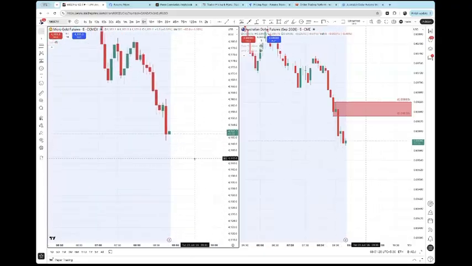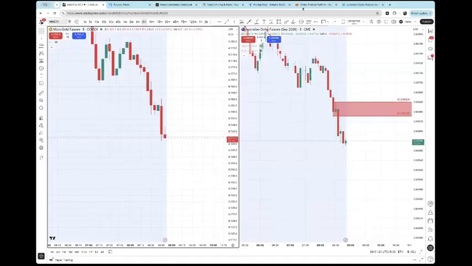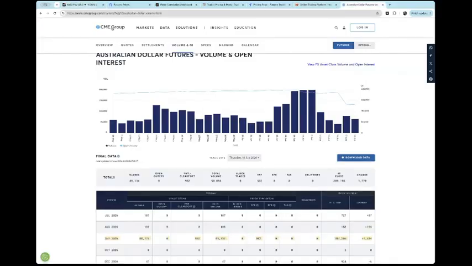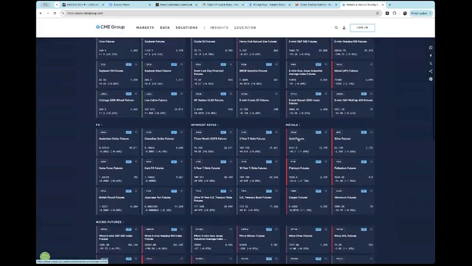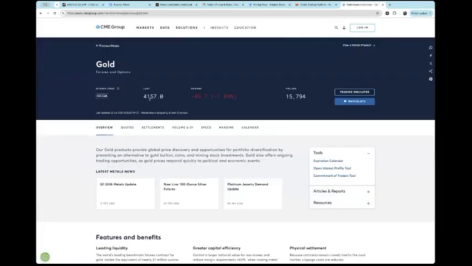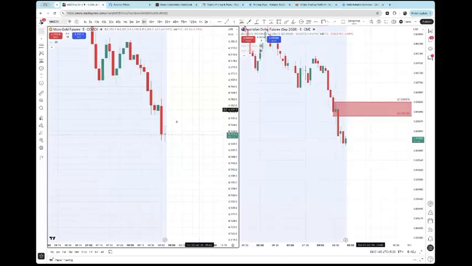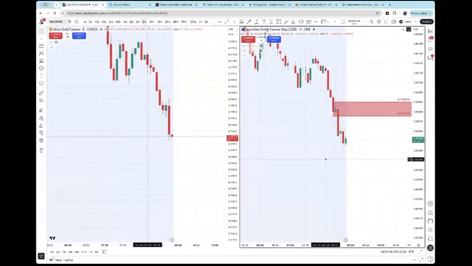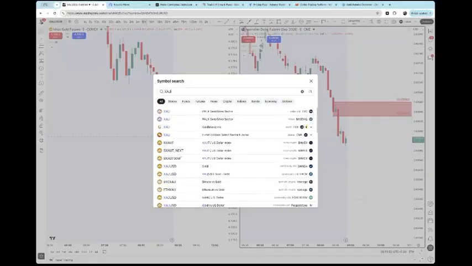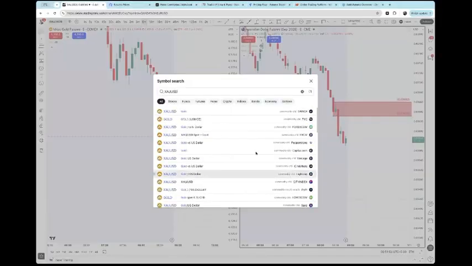What is the price right now? 4152. So the price is the same. The exchange price is the same. Okay, it will refresh in 1 minute. So this is the exchange price, micro gold future. And if you are going to trade XAU USD, which one do you love? So all these products are commodity CFDs.